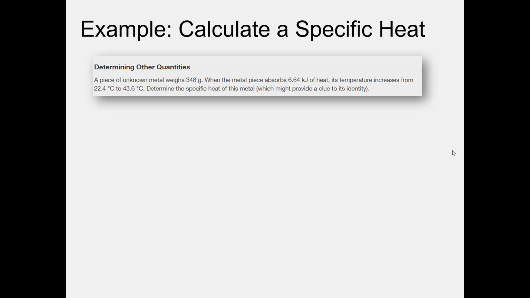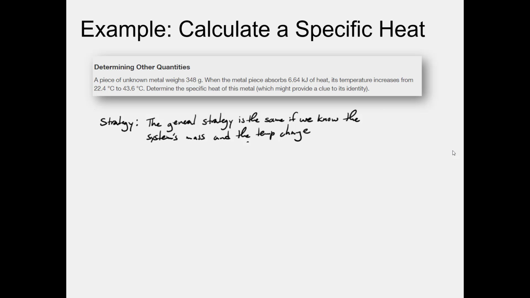So in this problem, we're going to use the calorimetry equation, once again, Q equals mc delta T. But in this case, because we know the system's mass, the heat absorbed by the sample, and the sample's temperature change, we are going to rearrange the Q equals mc delta T equation, and we are going to solve for the specific heat of the metal, C.